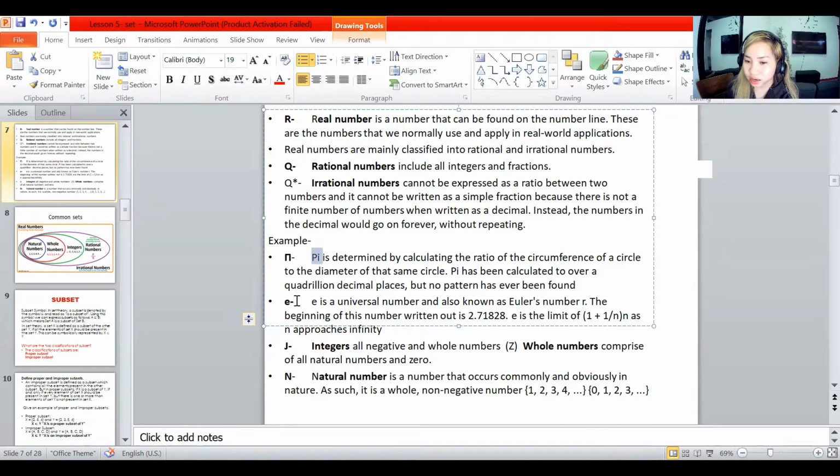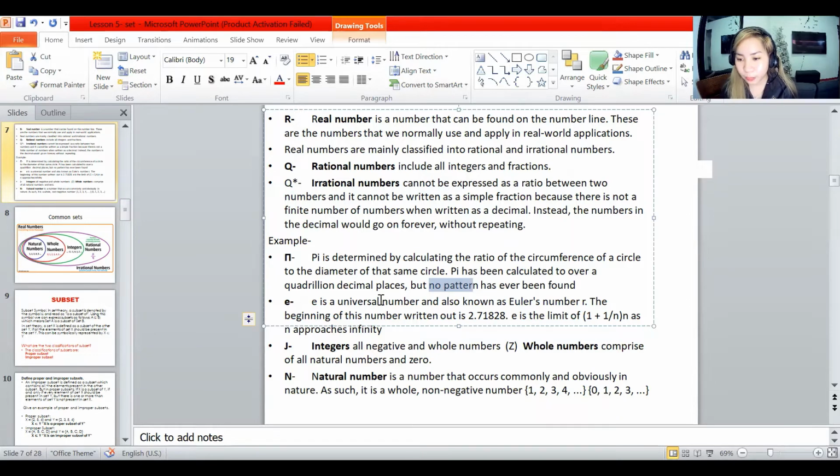Pi tapos e. So, yung rational number natin, again, all integers, all positive and negative numbers kasama si fraction or decimal point. Dito naman po kay irrational numbers, ang example po niya is pi and then yung e. Bakit po example niya yung pi? Kasi po yung pi, wala po siyang pattern and wala po siyang end. Hindi pa po natin alam hanggang ngayon kung ano yung exact value ni pi.